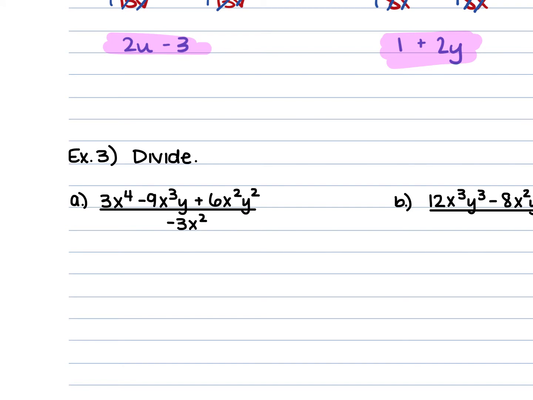Because I have a negative in the denominator, and I do not want a negative in the denominator, what I would first do is to change the sign on every single term and rewrite this. So this 3 would become positive, the 3 up top would become negative, 9 would become positive, and the 6 becomes negative. This gives me negative 3x to the 4th power plus 9x cubed y minus 6x squared y squared all over a positive 3x squared. From here, the numbers that I'm working with are negative 3, 9, negative 6, and 3.